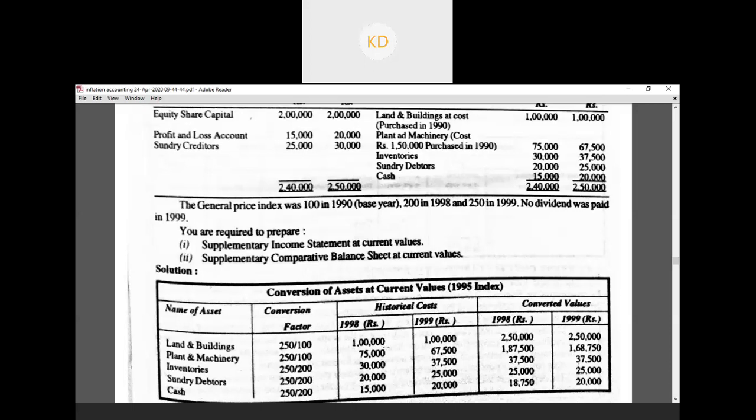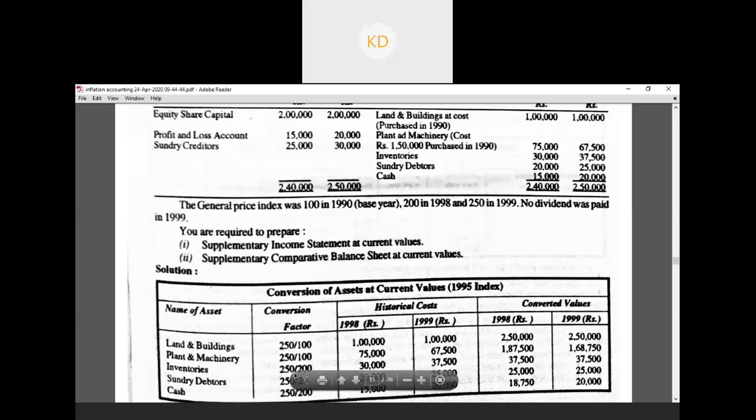So here, first, the opening balance is 1 lakh, right? What is the conversion factor of land and building? 250, the current price index, divided by the base year, that is the year in which the transaction has taken place. So in 1990 it has taken place, so that will be converted with the conversion factor 250 by 100. Plant and machinery: current price index is 250, and the price index in the year when the transaction took place is 100.